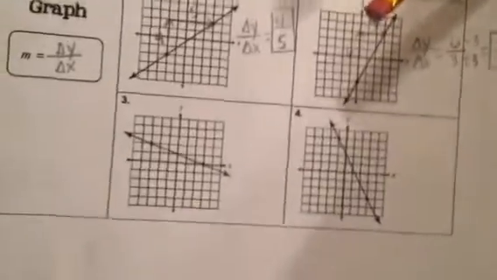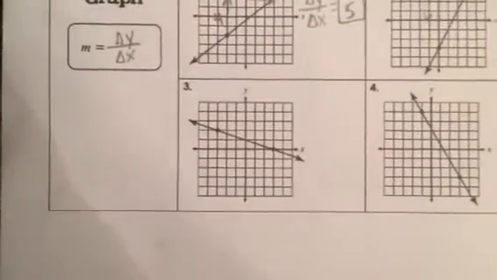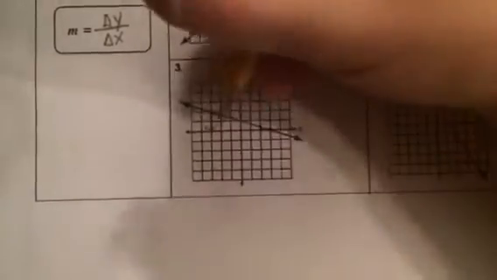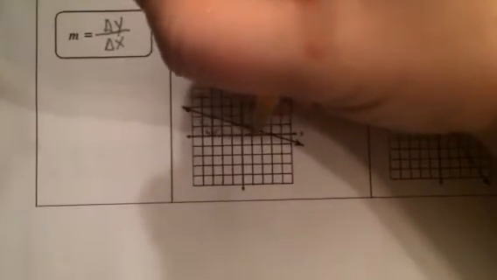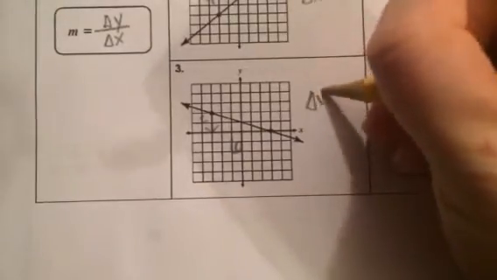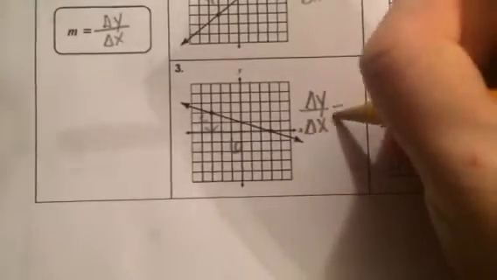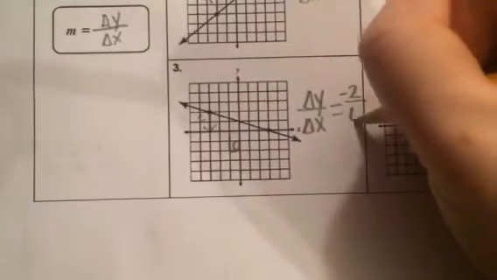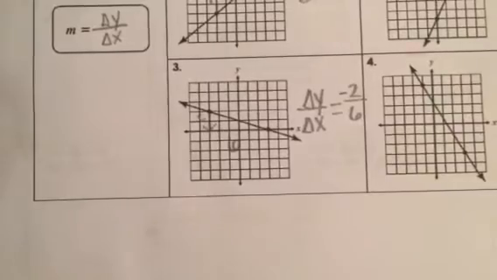So now we're going to look at a couple that are negative. So these 3 and 4 are negative because I'm going down from left to right. So to get from the left point to the right point, I go down 2, and I have to go to the right 1, 2, 3, 4, 5, 6. So my change in y over change in x is, well, because I went down 2, it's going to be negative 2. And then I went to the right 6.